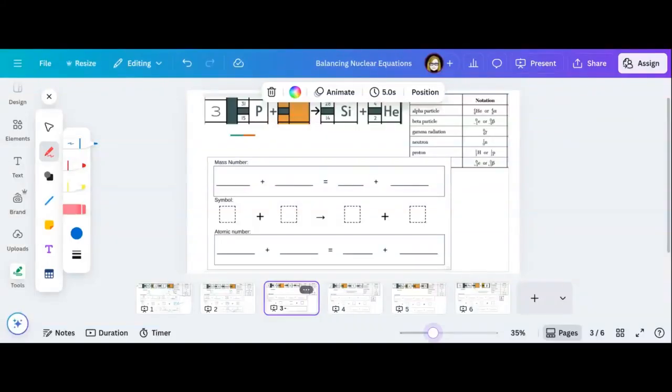And we've got P, this one is blank, Si, and He. We've got 31, 28, and 4, and 15, 14, and 2.